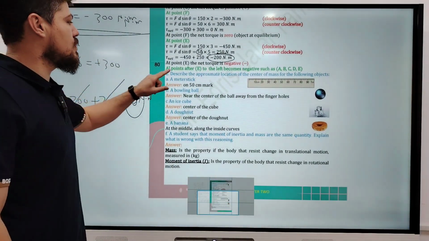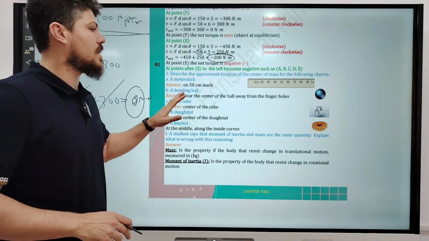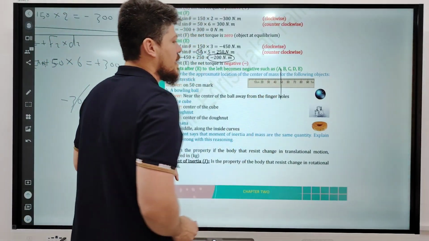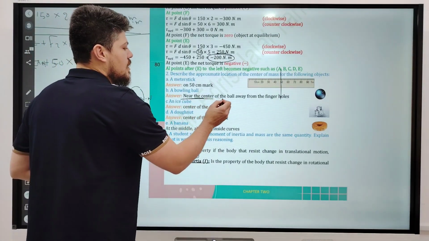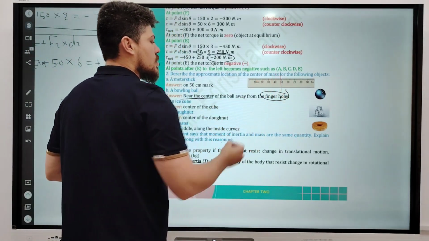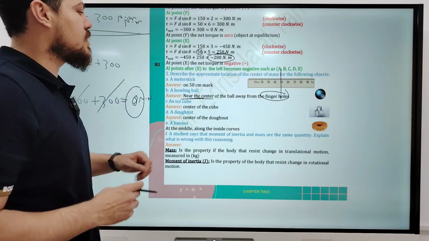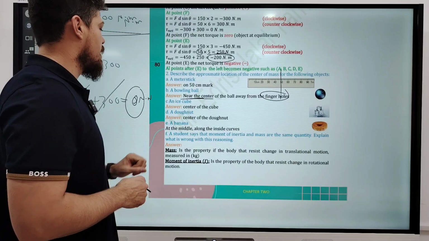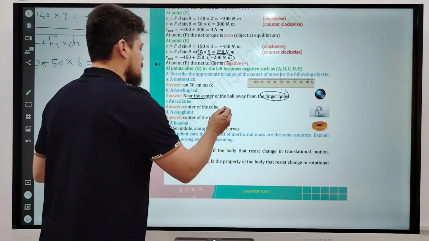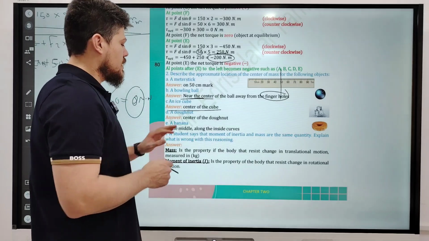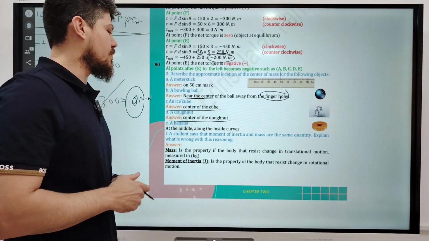Okay? Question 2, describe approximate location of the center of mass for the following objects. A meter stick, its center of mass is located exactly at the middle. A bowling ball, near the center of the ball, away from the finger holes, because the finger holes are empty mass, so it is lighter, so that is why it is away from the finger holes. An ice cube, the center of mass of the ice cube is located at the center of the cube. A donut, its center of mass is located at the center of the donut.